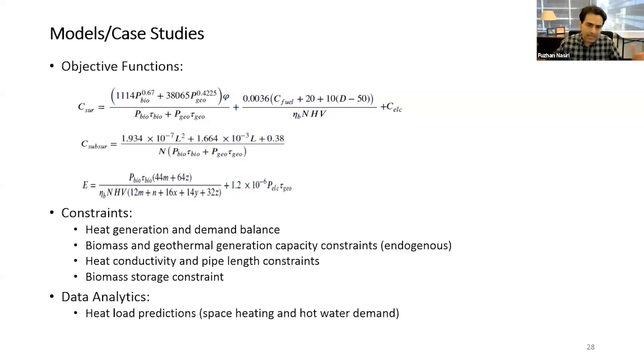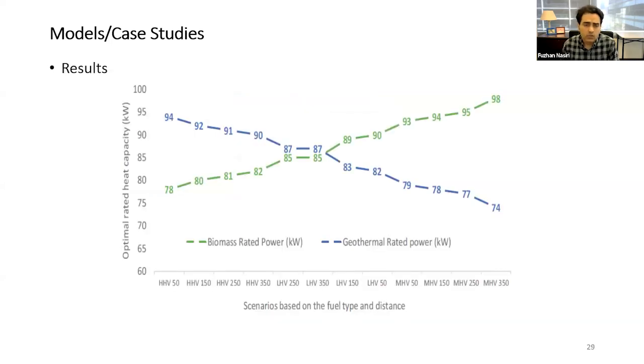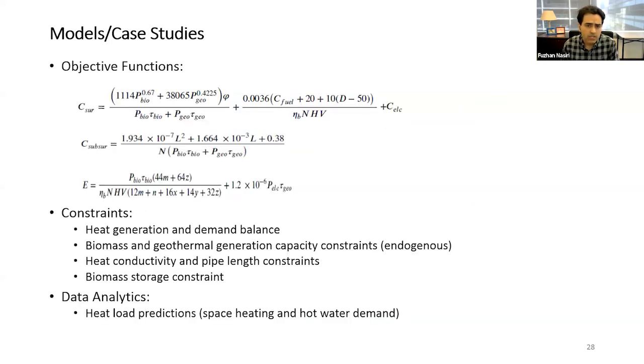And we use a storage of biomass as the energy storage. So how much pellet, wood chips, and type of biomass we could store. The amount of stored biomass is basically treated as the energy storage. Data analytics is about load predictions, space heating, and the focus of this study is only on heat. Space heating, hot water.